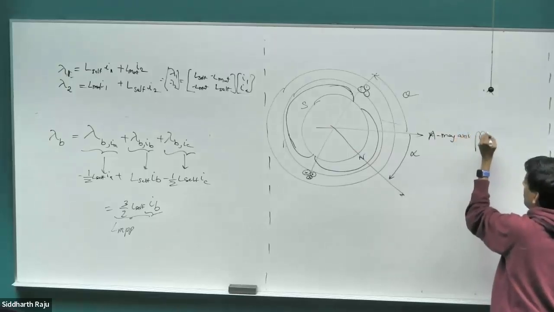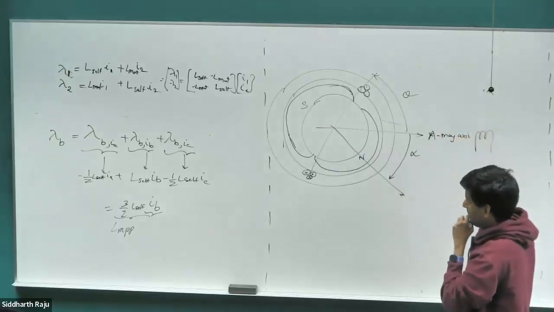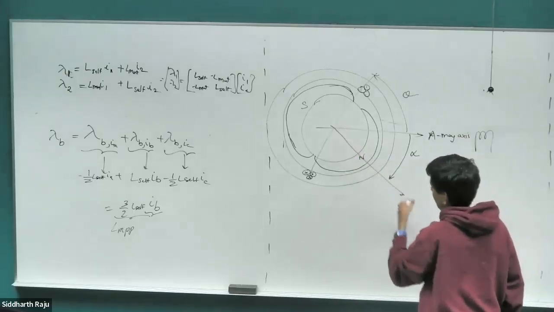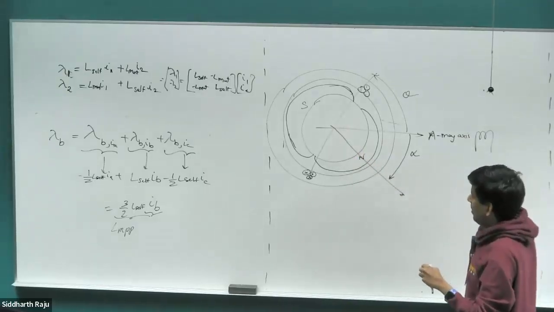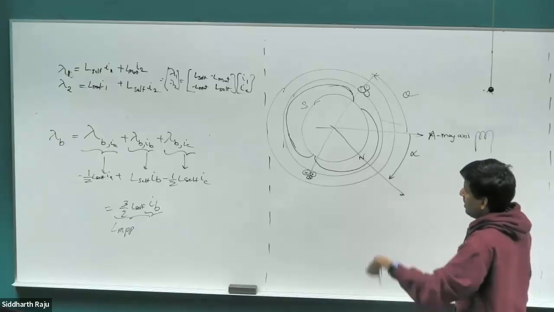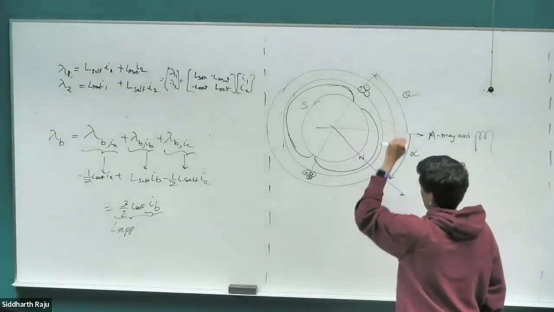This is where the A-phase coil is. If you were to draw it, we'll draw it here. And our magnet is shifted by some angle alpha at some particular time. And as time goes on, this rotor is going to rotate and this B field is going to change.